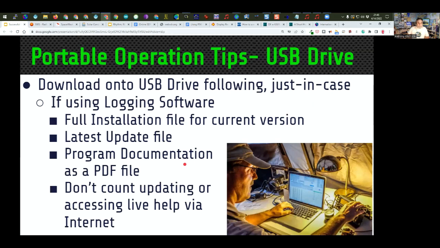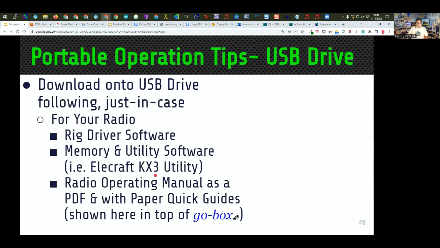I depend quite a bit on computers when I'm operating portable, so I like to make sure that I have all the resources I need with me, plus some resources that aren't really computer related, but I can easily bring with my computer. So I have my portable USB drive that I use for portable operations, and I download the following things onto it. So if I'm using logging software, which I almost always do, I have the full installation file. I have the latest update file. I have the program documentation. And don't rely on clicking on the help in the upper right hand corner, because that might take you out to a website and you might not have internet access. So I make sure I have a copy of the PDF file of the program documentation with me.